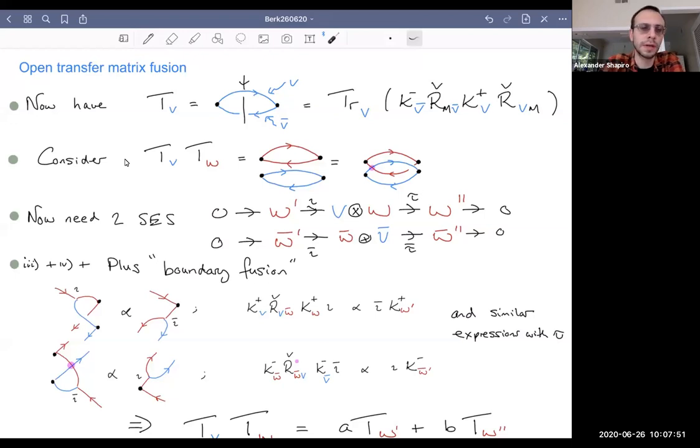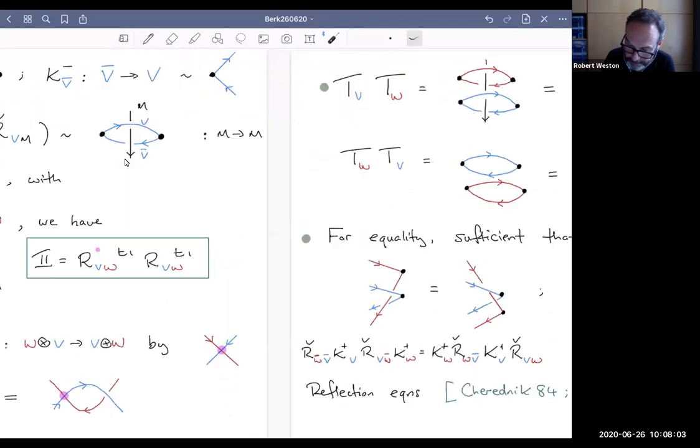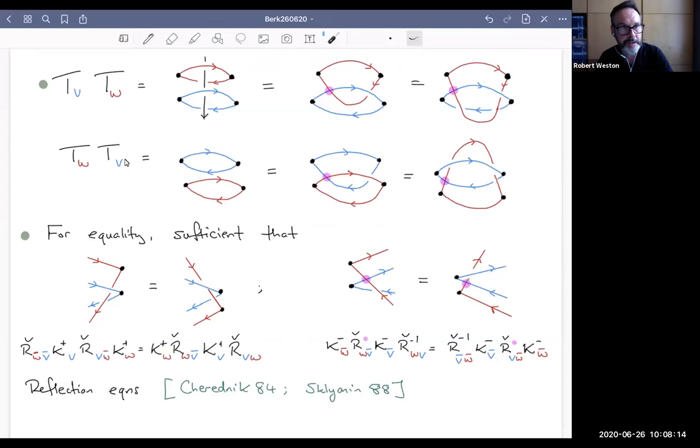Robert, why do you call this guy the open transfer matrix? So the previous one is closed because the right-hand side is identified with the left-hand side, so it's sort of periodic. Whereas here, that's not the case. The two ends don't talk to each other for this transfer matrix. They're not connected around the back. It's slightly more obvious when you talk about the Hamiltonian what you mean by closed and open.